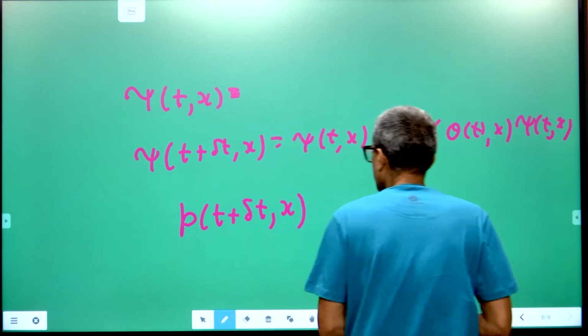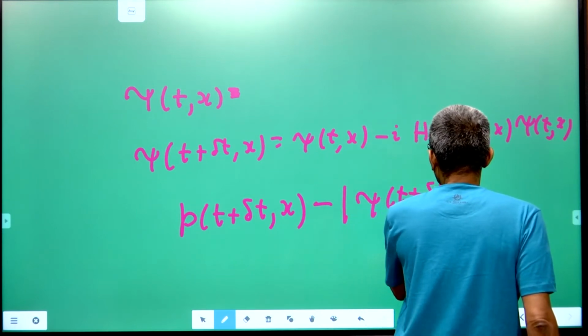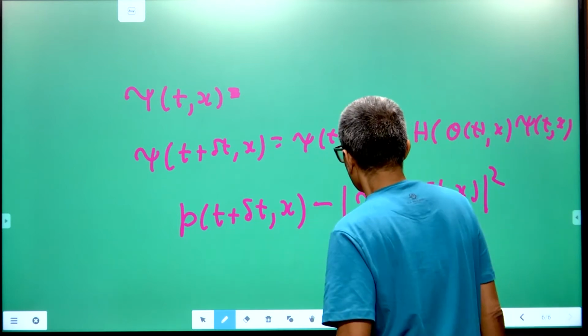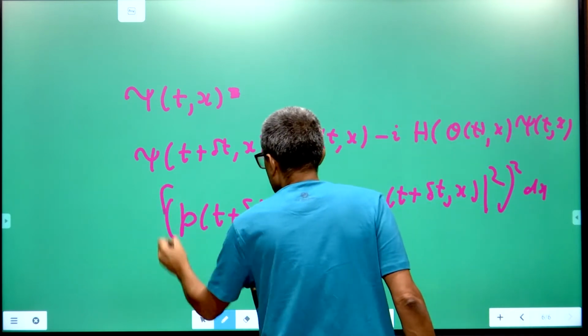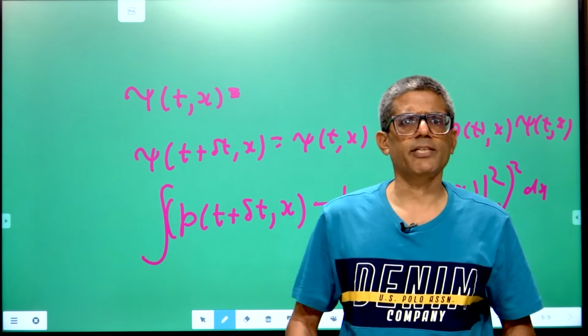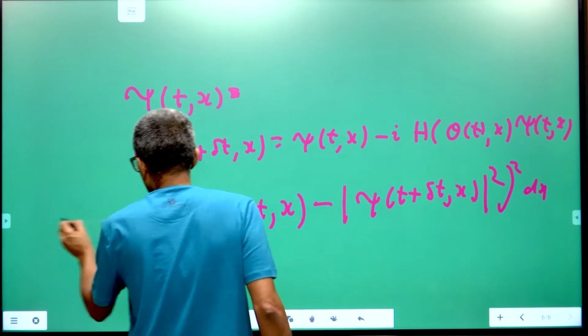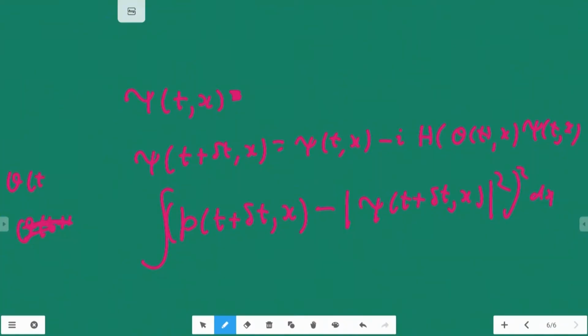P of t plus delta t, x is the desired density at time t plus delta t, minus mod psi of t plus delta t comma x squared. This is the actual probability density of the neural network at time t plus delta t, and you square it. Let us say you square it and integrate over all positions. So this gives you, in some sense, the mean square error between the desired density function and the actual density function generated by the Schrodinger equation, and you use the adaptation rule theta t plus delta t equals theta t minus mu times del by del theta t of this cost. This gives you the recursive equation.